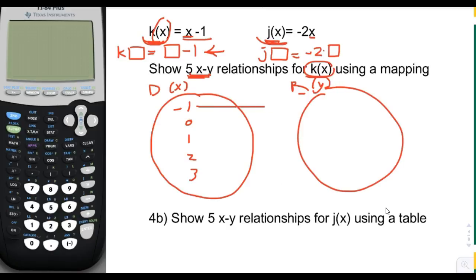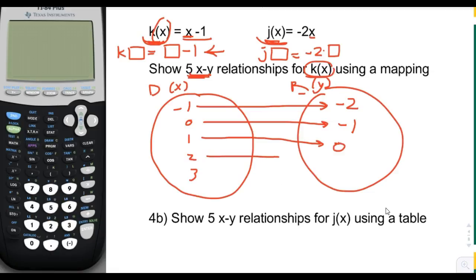So if I am going to find the mapping for x equals negative 1, it would be negative 1 minus 1, which would be negative 2, and so the y value would be negative 2. Okay, so for an x value of negative 1, the k function defines a mapping from negative 1 to a y value of negative 2. So 0 minus 1 would be negative 1, so 0 maps to negative 1. 1 maps to 0, right? 2 maps to 1, and 3 maps to 2, right?